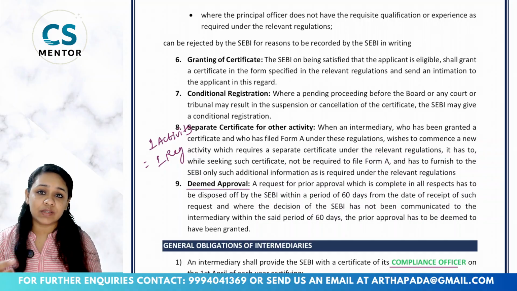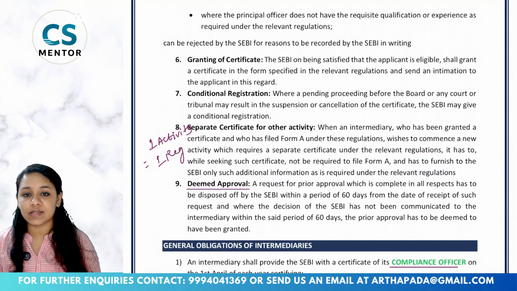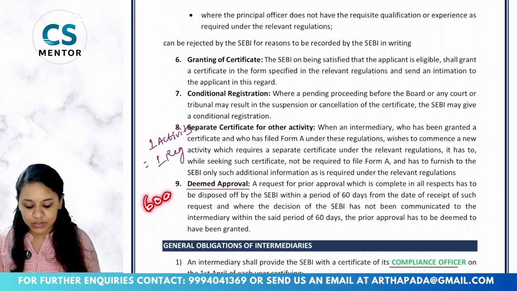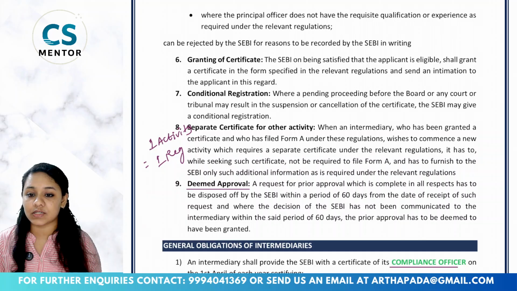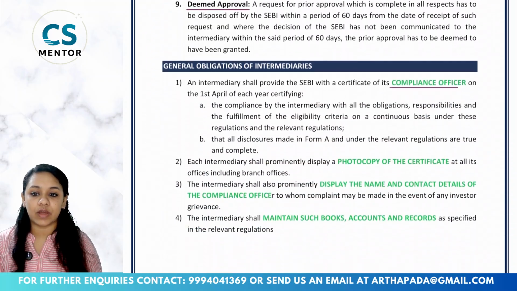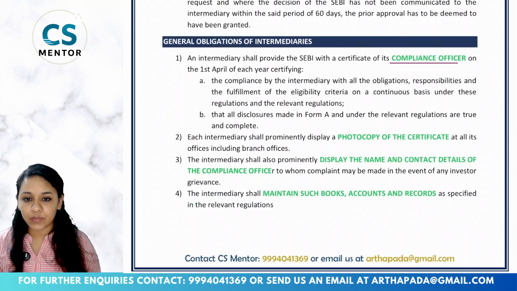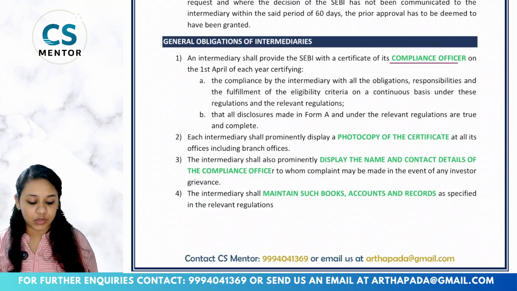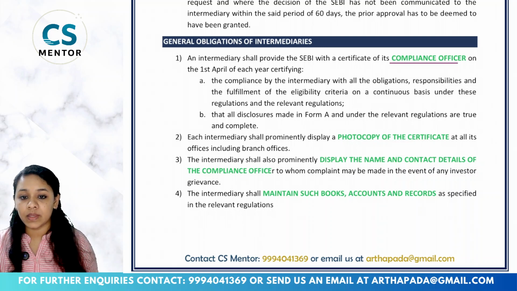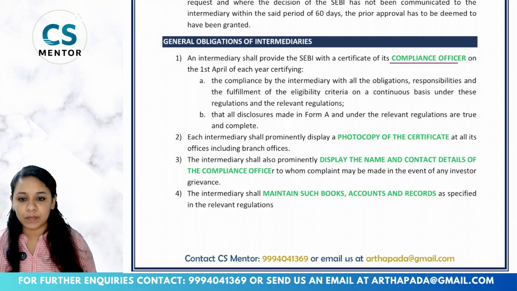Now, to ensure that SEBI does not simply delay the process, there's a deemed approval. Within 60 days of making the application, if SEBI doesn't respond, it is deemed to be approved. Apart from this, intermediaries are required to have a compliance officer, and more importantly, the certificate of registration should be displayed. Then display the contact details of your compliance officer and maintain all books and accounts.